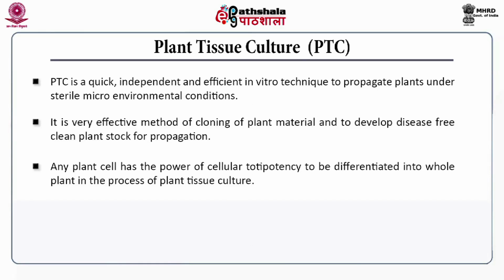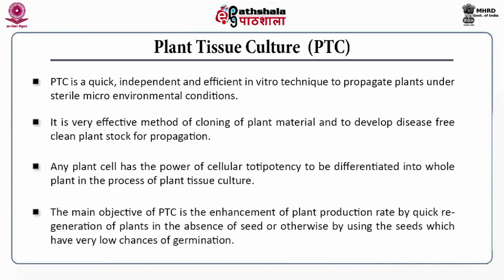Any plant cell has the power of cellular totipotency. Students should know what totipotency is, to be differentiated into a whole plant in the process of plant tissue culture. The main objective of plant tissue culture is the enhancement of plant production rate by quick regeneration of plants in the absence of seed or otherwise by using the seeds which have very low chances of germination.